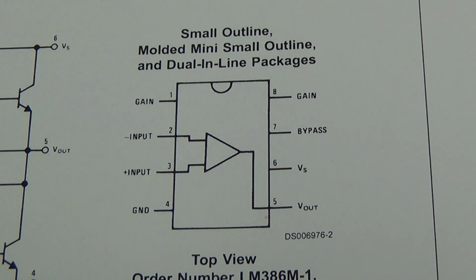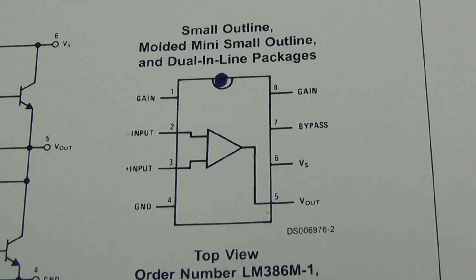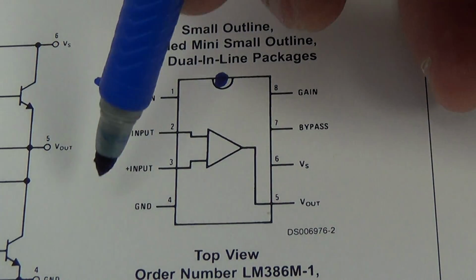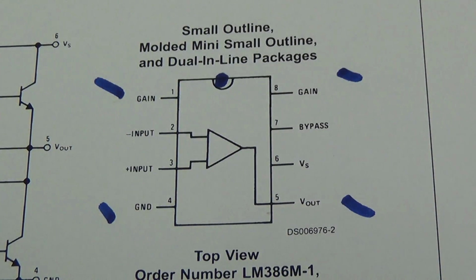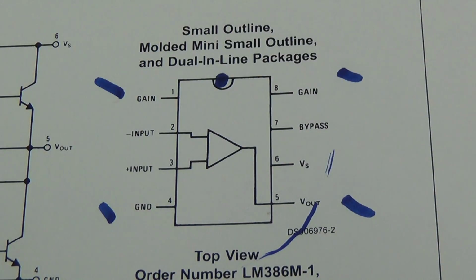These LM386 chips come in 8 pins. You'll notice there's a little notch over here. That notch tells you when you put it on the board that pin 1 is here, and you'll notice it counts from pin 1 to pin 4, and then from pin 5 to pin 8. So there's a total of 8 pins, and they count around counterclockwise like this.